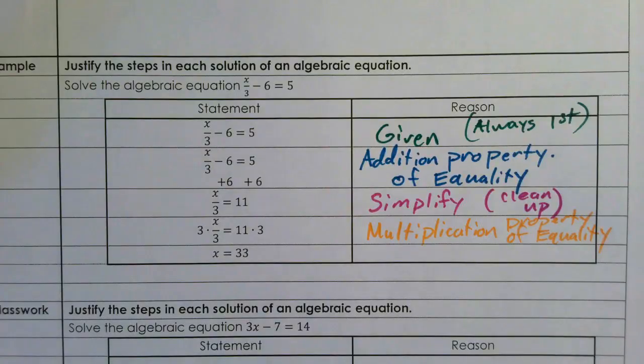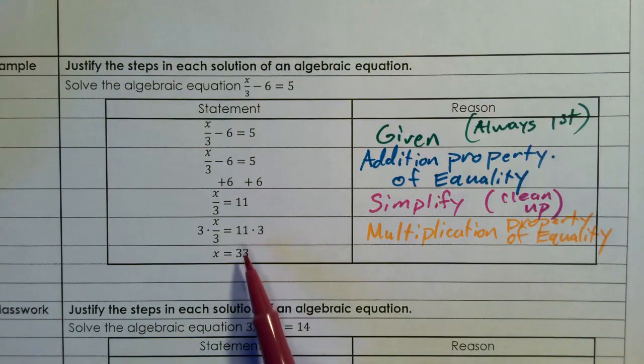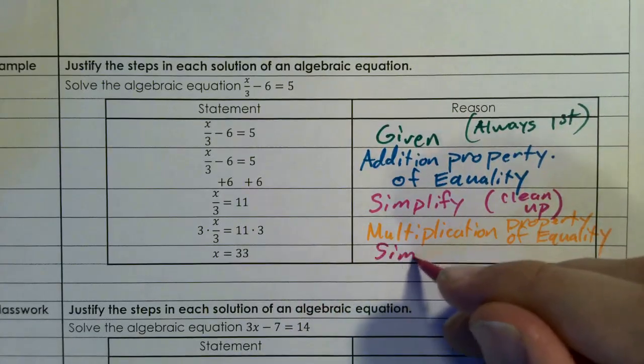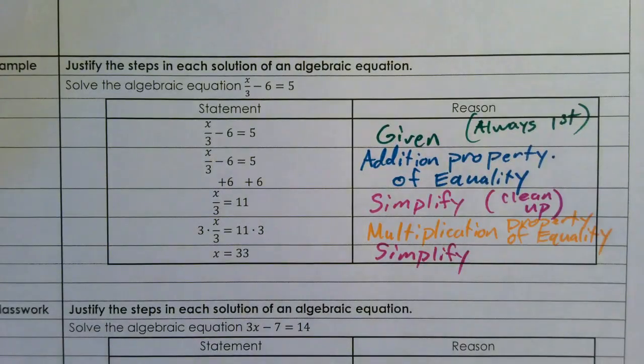And all I need to do now is just simplify that stuff down. 3 divided by 3, that's 1, so I just have an x. And 11 times 3, that's 33, so that's just done. So that was just a quick simplify. And that's finished. So let's do another one.